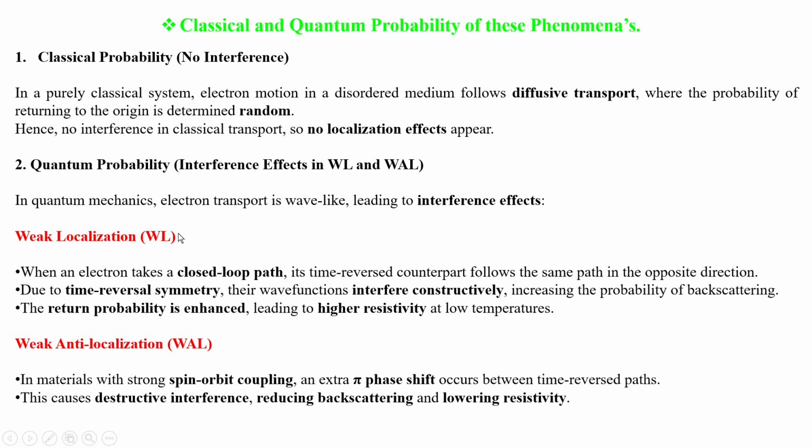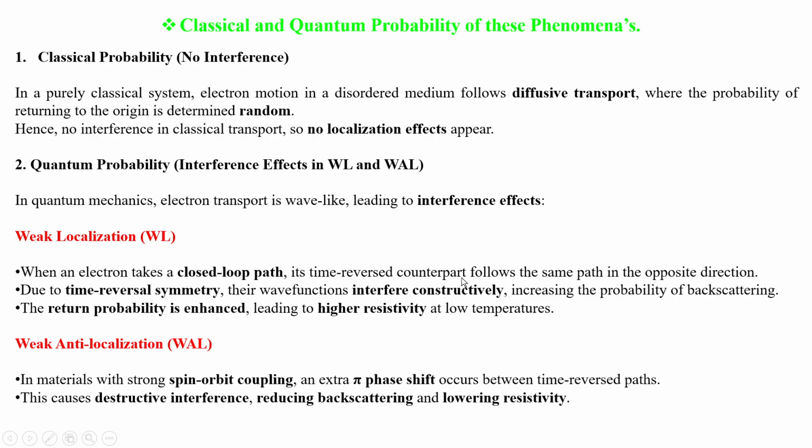On the basis of quantum mechanics, we can explain weak localization and weak antilocalization signatures, because electron transport is a wave-like effect, showing constructive or destructive interference. In weak localization, when an electron takes a closed loop path, its time-reversal counterpart follows the same path in the opposite direction. Due to time-reversal symmetry, their wave functions interfere constructively, increasing the probability of backscattering and return, hence higher resistivity at low temperatures.